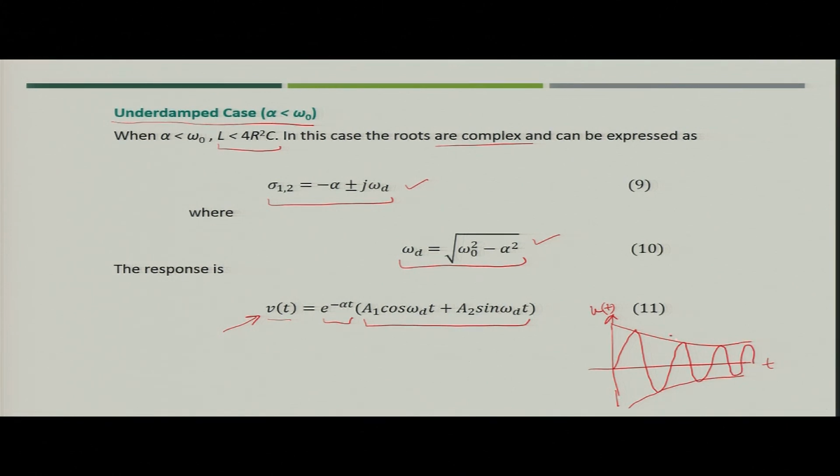In case of series RLC circuit, we were plotting the current I with respect to time. In this case, since it is a parallel RLC circuit, we are interested in finding the voltage with respect to time. So, here you will again get an oscillatory response with exponential decay. Exponentially decaying because of this term, and oscillatory response because of this term.